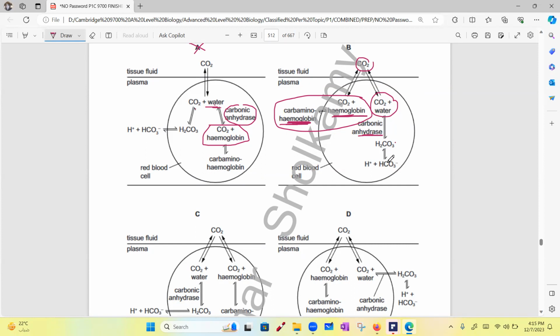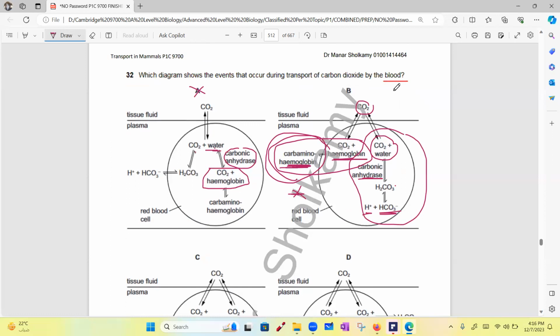Let's continue. The carbon dioxide plus the water in the presence of the carbonic anhydrase will give you carbonic acid that will dissociate into hydrogen ions and the hydrogen carbonate ions. This part is correct. But here, the carbon dioxide reacts with hemoglobin to give you carbaminohemoglobin. It's correct, but the carbaminohemoglobin is obviously in the plasma, outside the red blood cell. So I don't like this part. The hemoglobin never goes out of the red blood cell. If I am on an exam and I'm not sure of an answer, I can do a question mark.